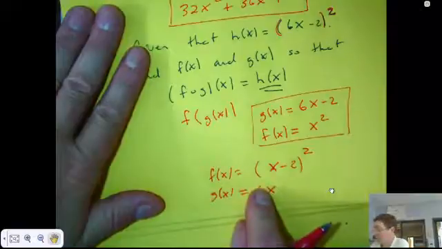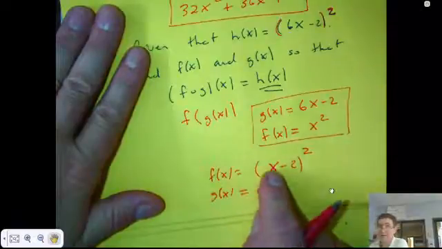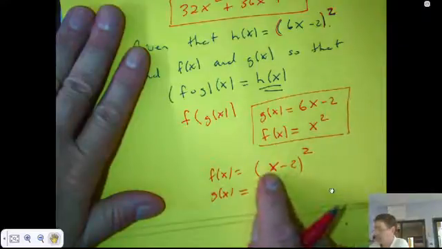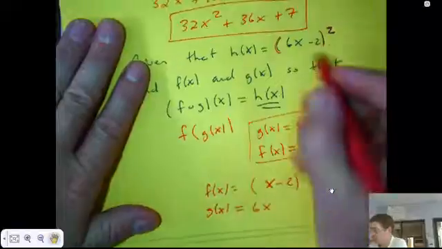Why would it not just be 6? Because if I put just 6 in for x, it'd be 6 minus 2. Right? I need to have 6x in there. Yeah, it goes in for the x, so I have the same one here.